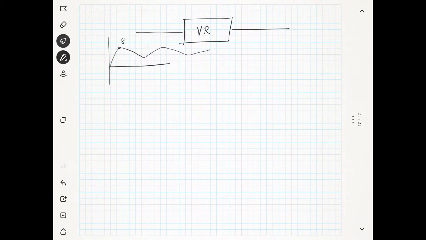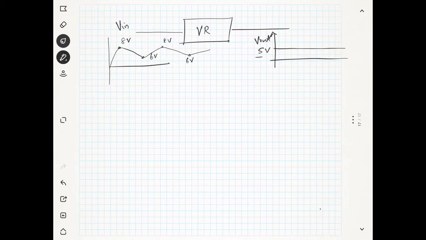Maybe this is changing from a maximum of 8 volt to a minimum of 6 volt. So the input has a maximum of 8 volt and a minimum of 6 volt, but if you want to fix the output at 5 volt, you will get a constant 5 volt output. This is the V out and this is the V in.